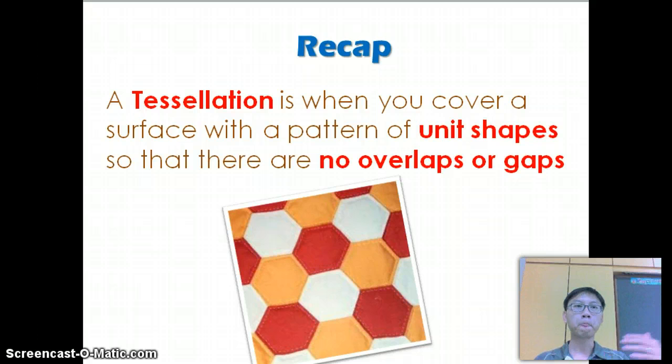So let's recap. A tessellation is when you cover a surface with a pattern. So a tessellation is basically a pattern of shapes, and we have a name for those shapes. We call them the unit shape. Each tessellation is made up of one unit shape, and when the unit shapes cover the surface, there must not be any gaps and they must not overlap. So two things to remember: tessellation is made out of unit shapes, no gaps, no overlaps.